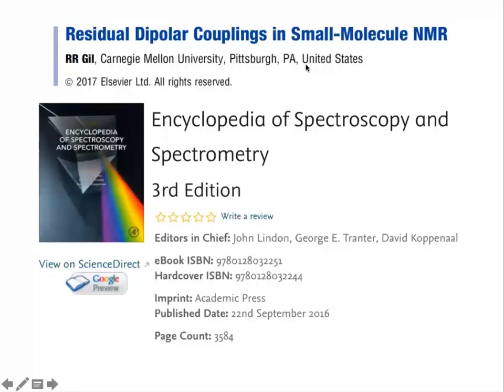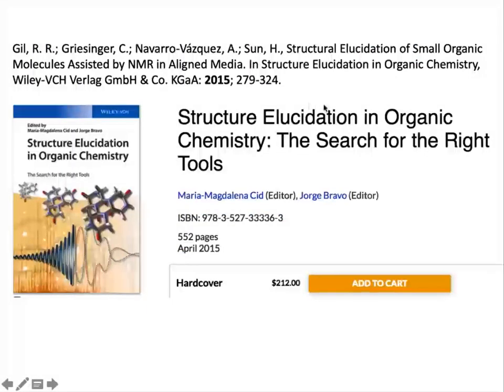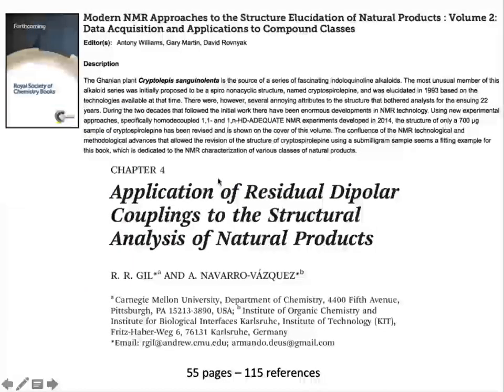I wrote an entry from the Encyclopedia of Spectroscopy and Spectrometry about RDCs. Also, we have a book chapter, and also we have a nice chapter, very complete on RDCs on natural products, 55 pages, several compounds, 115 references.